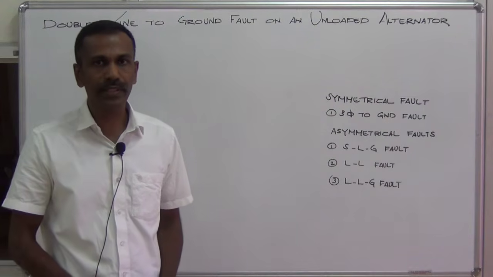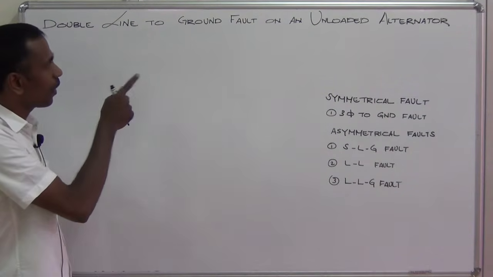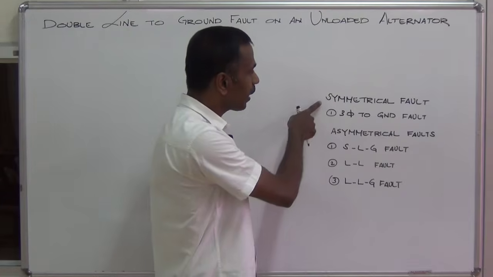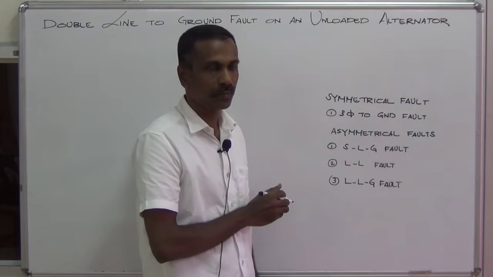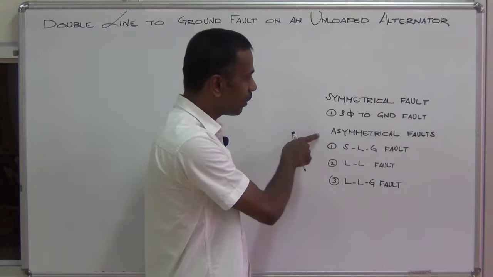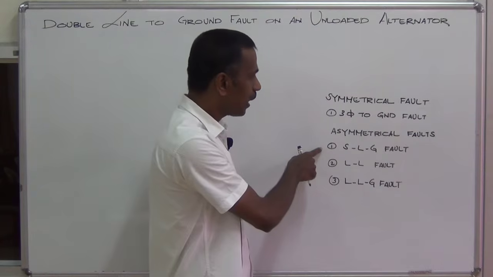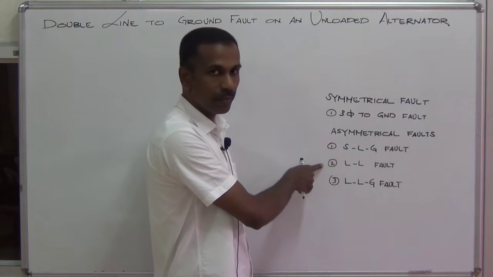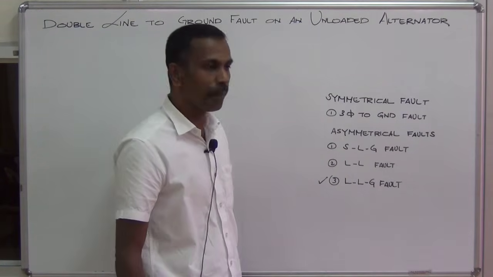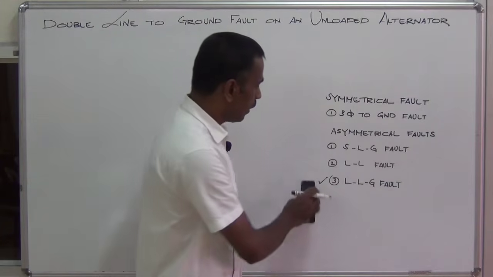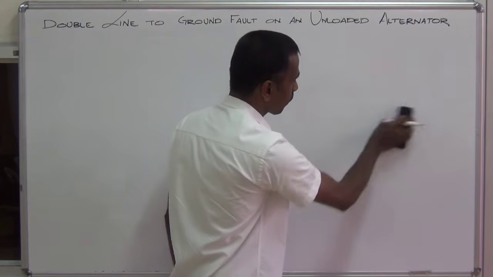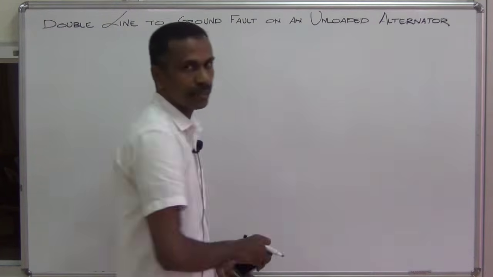Hi students, in today's class we will study the analysis of double line to ground fault on an alternator. The power system faults can be classified into symmetrical faults and asymmetrical faults. The three-phase to ground fault is a type of symmetrical fault. In the asymmetrical faults, we study the single line to ground fault, line to line fault and a double line to ground fault. In today's class, we will study the analysis of double line to ground fault on an alternator. In this analysis, we use the sequence networks and the symmetrical component transformation.